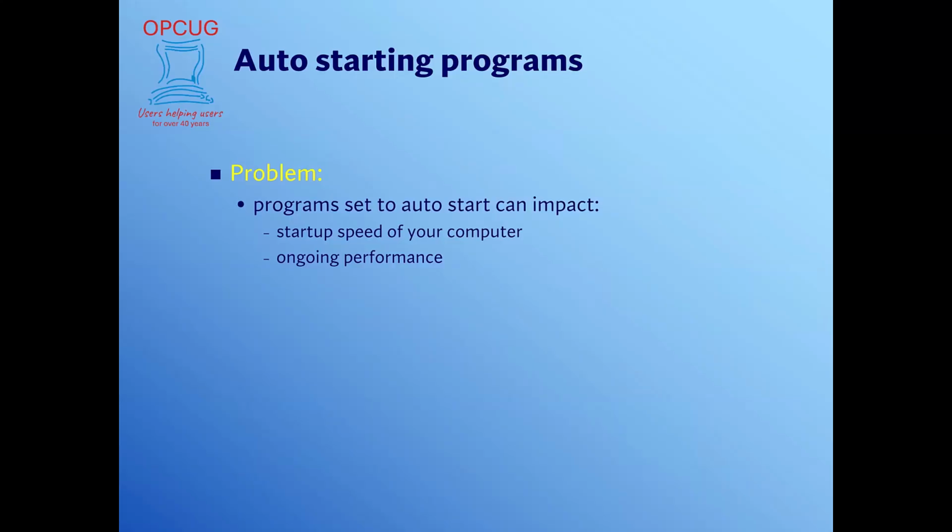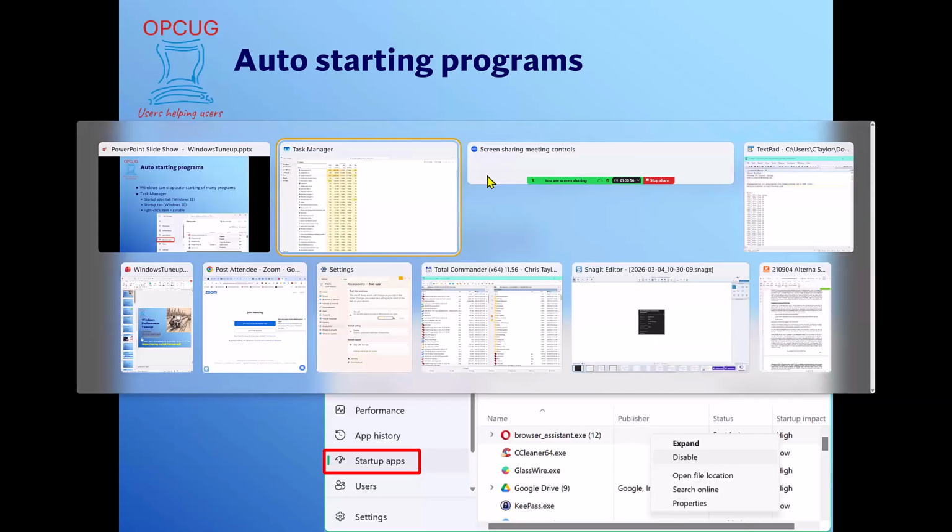Auto starting of programs. If you have a program set to auto start when Windows starts, it can definitely impact the startup speed of your computer, but it can also impact the ongoing performance because that program is running in the background. Every program you install, it seems, figures that, oh, I'm the most important program, so of course I want to set it up so that it auto starts every time you start Windows, so that when you go to use me, I'll load faster because basically I'm already loaded in memory. So the solution is to stop the programs from auto starting. So let's take a look at that in Task Manager.